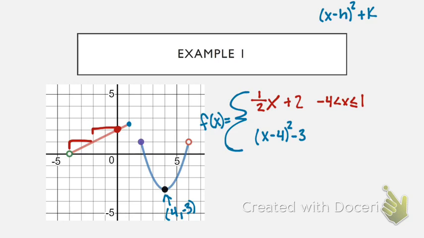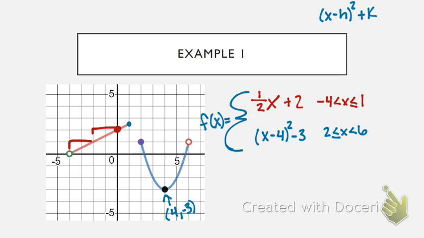Next, we need to write our domain of the quadratic. So the quadratic starts at 2 and stops at 6. At the x value of 2, I have a closed dot, so I'll put a line. At the x value of 6, I have an open dot, so I will not.